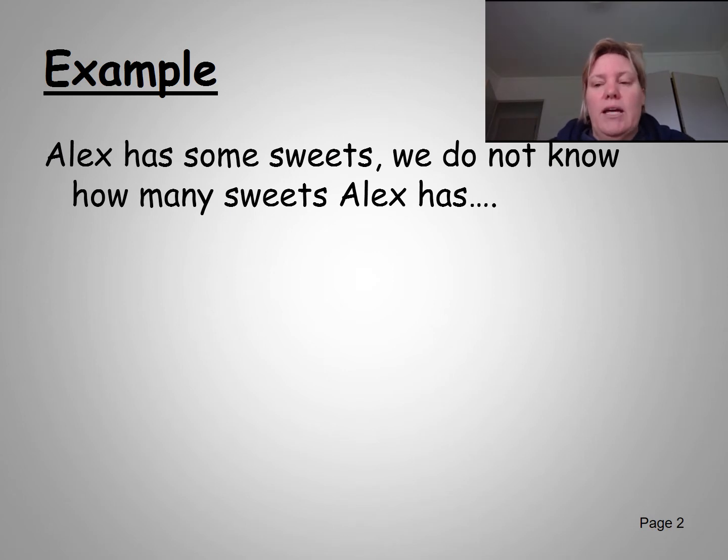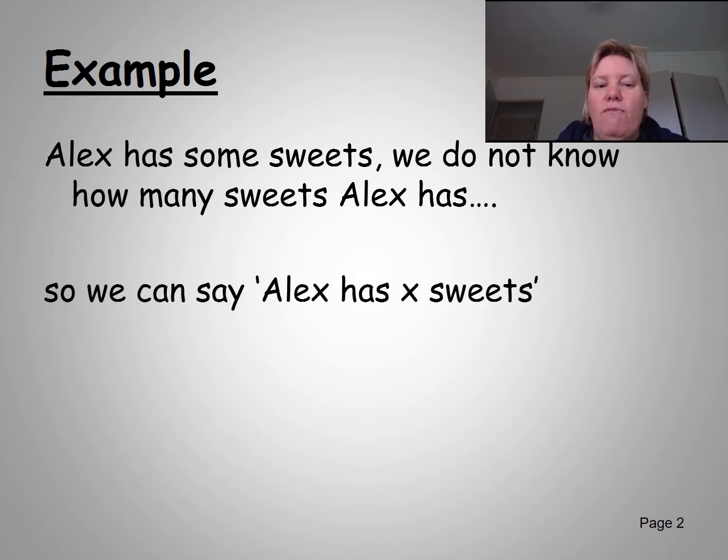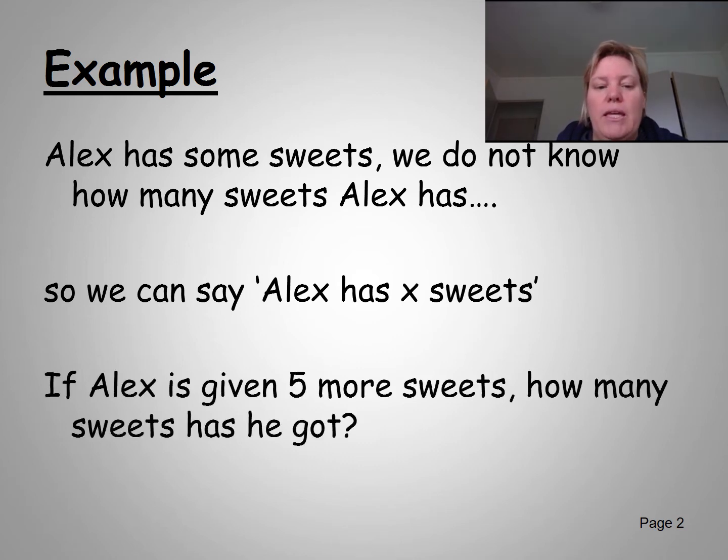Let's have a look at a couple, just writing in algebra first. We've got a little example here. Alex has some sweets. We don't know how many sweets Alex has, so we can say Alex has X sweets. And if Alex is given 5 more sweets, then we can write down how many sweets he's got in total, because we can write it as X, which is his original number, plus another 5.